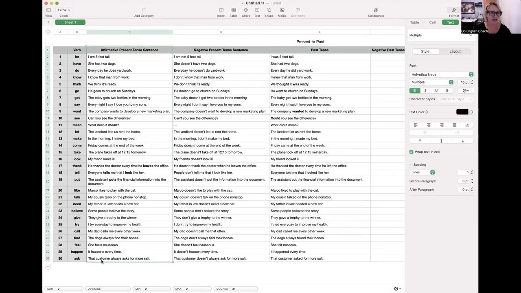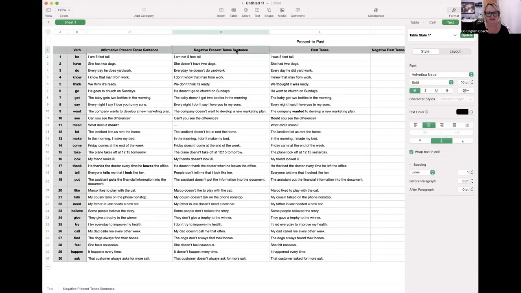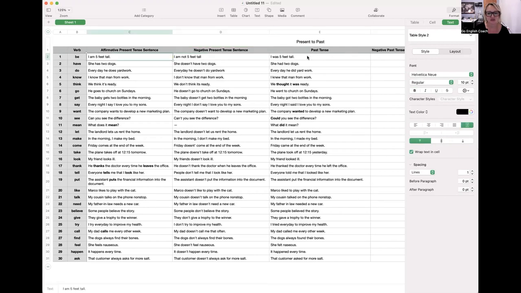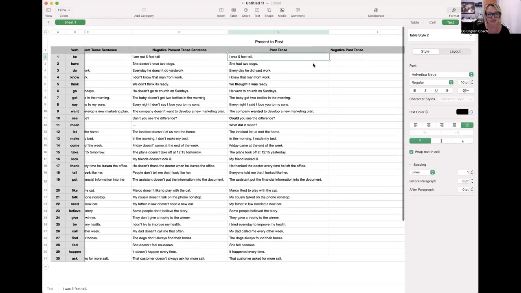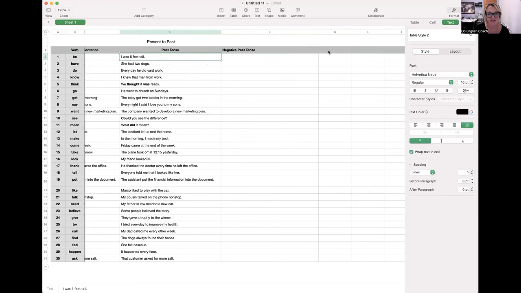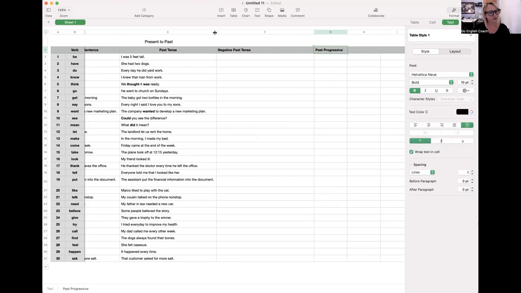this area here where we had just a simple present tense affirmative sentence. Then from there, we took this sentence and we converted it into the negative present tense. So I am 5 feet tall, changed to I am not 5 feet tall. And then we took the same sentence and we converted it to the past tense, okay? And what I would like for you to do now is to do negative past tense. And then from there, we're going to switch it into past progressive, okay? And because you guys are advanced students, this should be fairly easy for you.